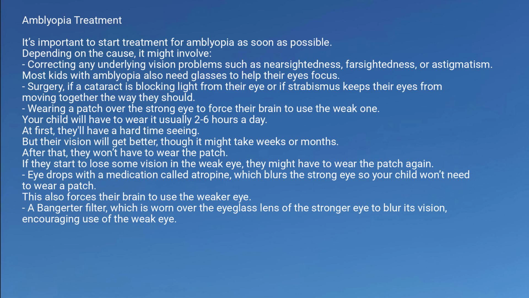Eye drops with a medication called atropine, which blurs the strong eye so your child won't need to wear a patch. This also forces their brain to use the weaker eye. A Bangerter filter, which is worn over the eyeglass lens of the stronger eye to blur its vision, encouraging use of the weak eye.